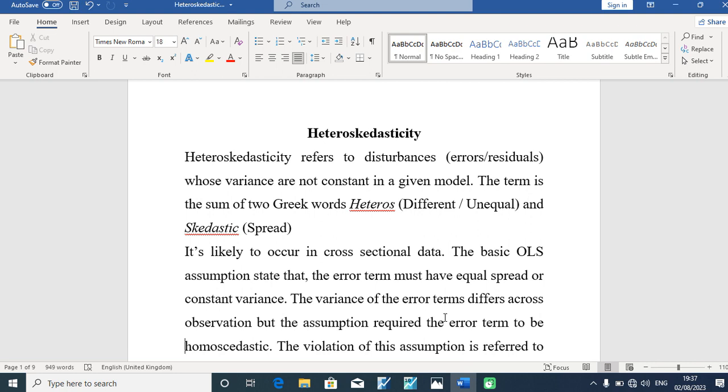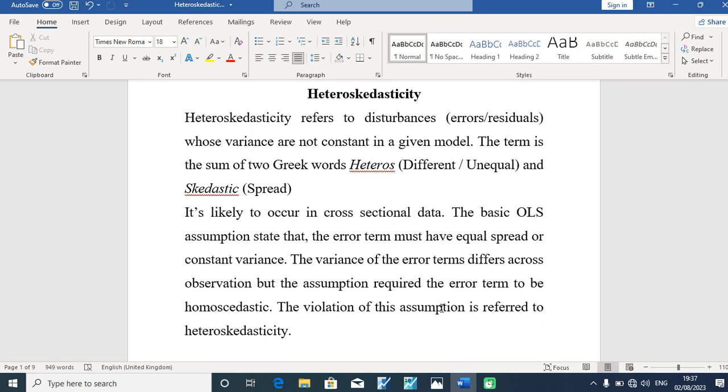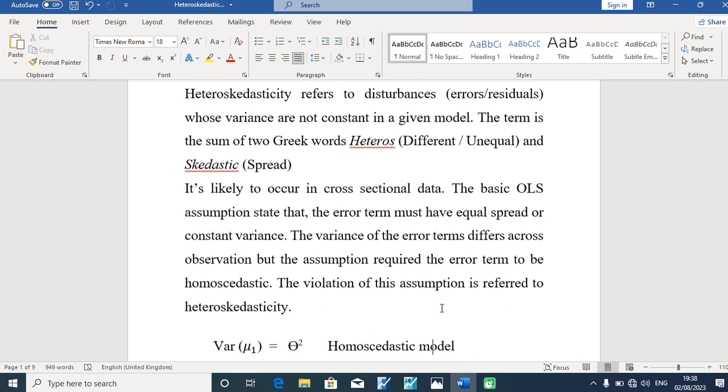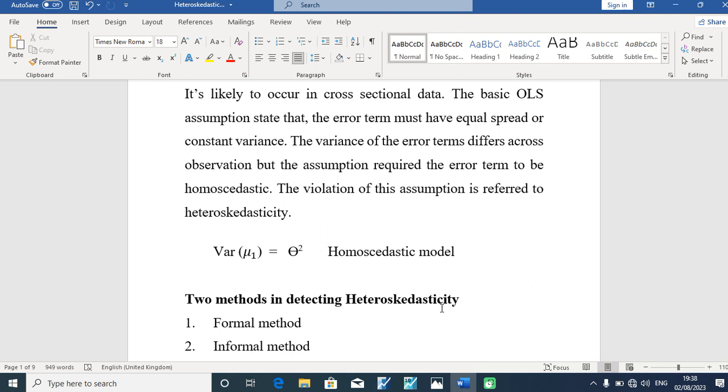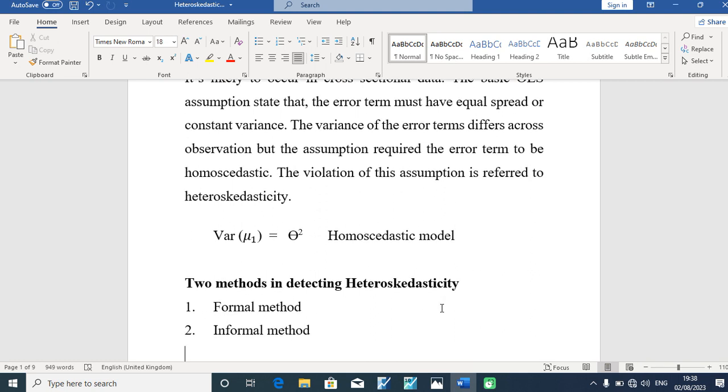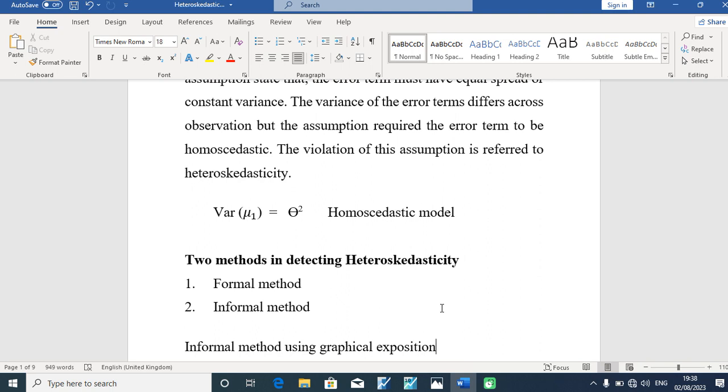So basically, in time series study, it is expected that the disturbance terms must have equal variances. But whenever the variances of these disturbance terms are not equal, it means that the assumption of homoskedasticity is violated. Then we conclude that there is the presence of heteroskedasticity. This implies that heteroskedasticity as a concept in macroeconometrics is the opposite of homoskedasticity. So basically, the violation of homoskedasticity is referred to as heteroskedasticity. There are two methods of detecting the presence of heteroskedasticity in a time series study. We have the formal method and the informal method.